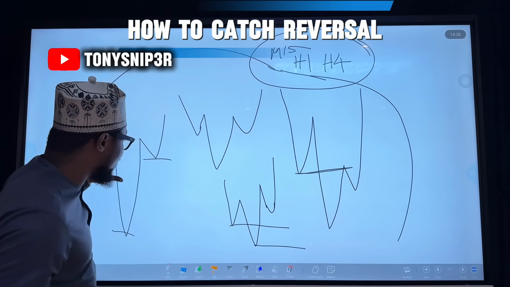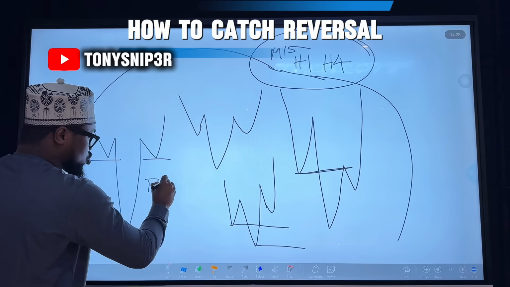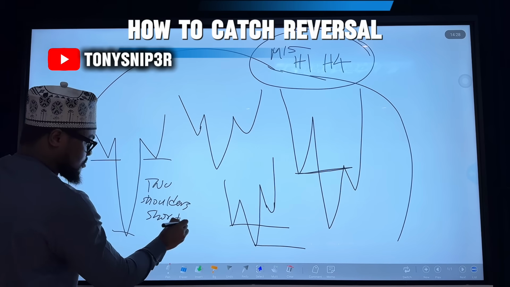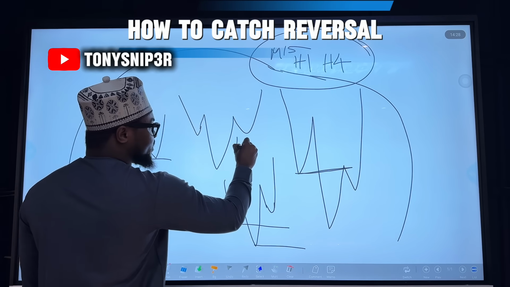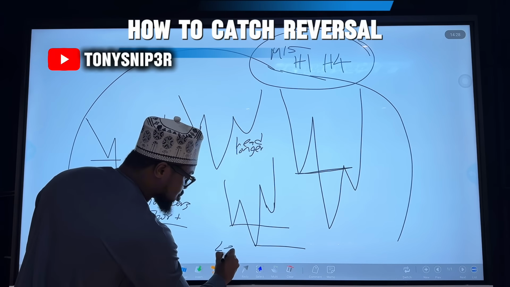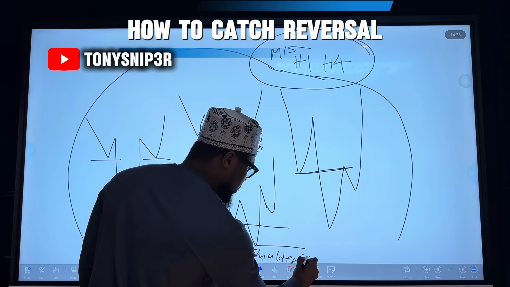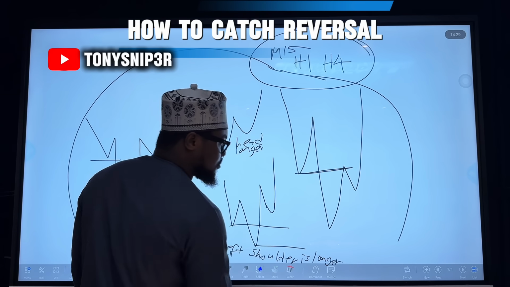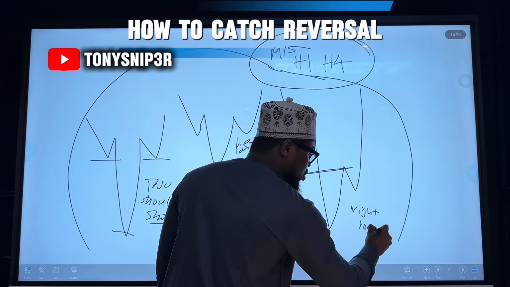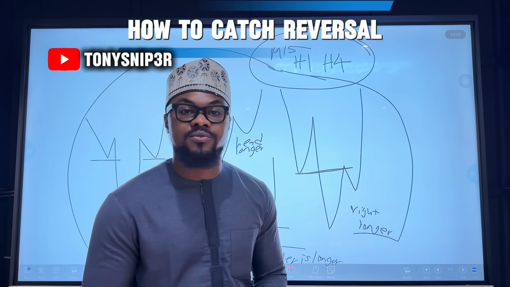If you spot any of these inverse head and shoulders, the one where the two shoulders are short, the one where the head is longer, the one where the left shoulder is longer, the one where the right shoulder is also longer, I promise you, you'll be able to catch any form of reversal you see on gold.